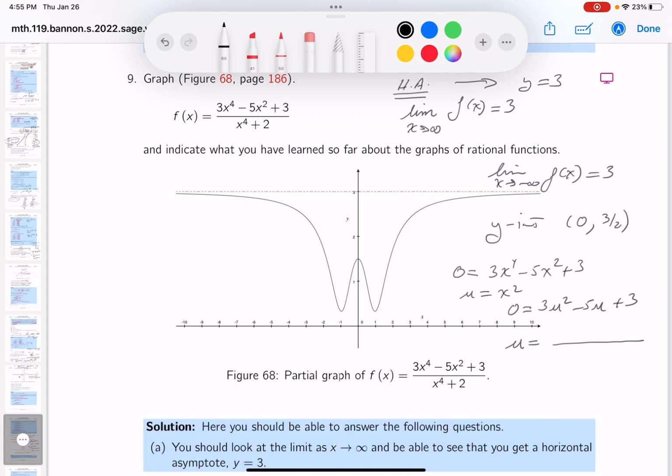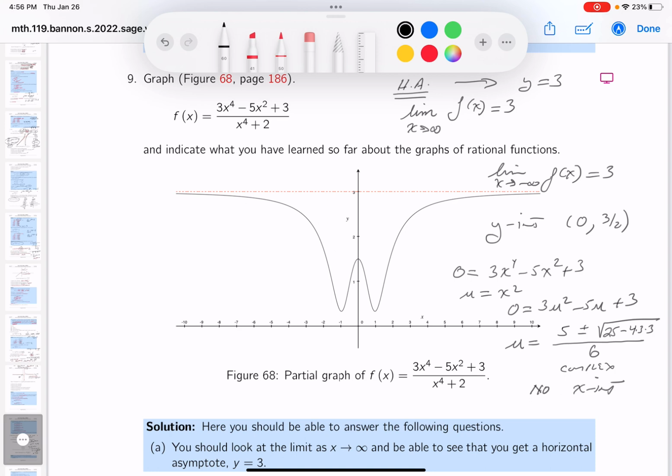Let's see, twice 3, which is 6. You get 5 plus or minus... and what do you get there? Let's see, you get 25 minus 4 times 3 times 3. Well, you know what? That's complex. The radicand is negative. So there's no x-intercepts. By the way, I definitely see that in the picture.